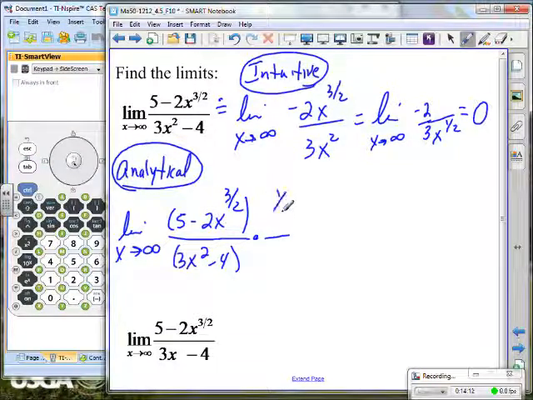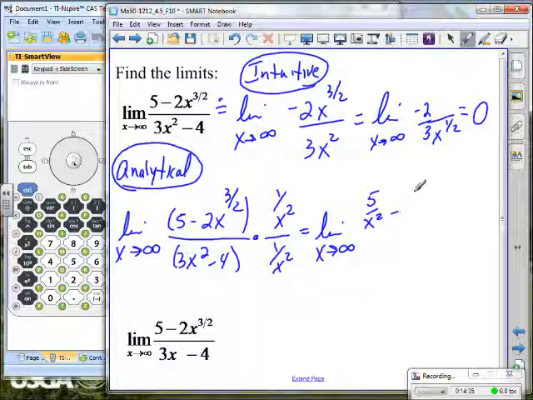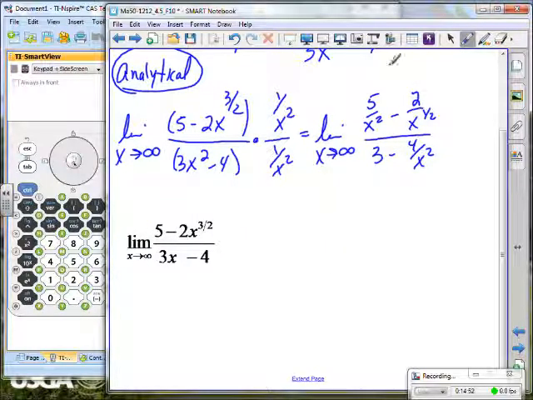What if we made it 1 divided by x squared over 1 divided by x squared? Then I would have the limit as x goes to infinity of 5 divided by x squared minus 2 divided by x to the 1/2, divided by 3 minus 4 divided by x squared. What would be the advantage of looking at it in that way?